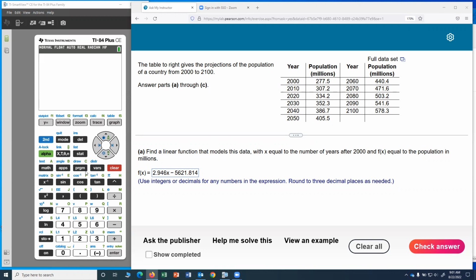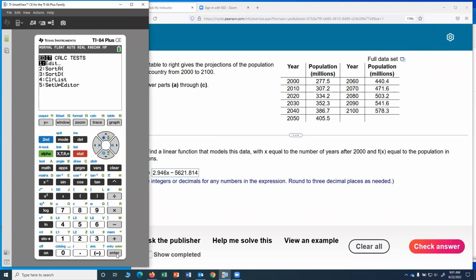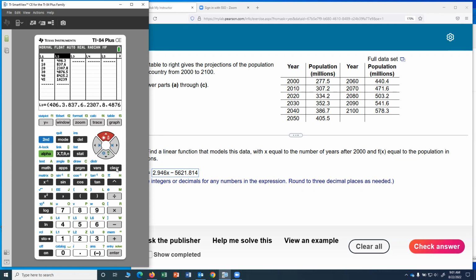So to do a linear function model on my calculator, I'm going to go to the stat key, and then I'm going to edit my list. So I'm going to hit enter. I have to clear out the data that I already have in there. And so I'm going to go up to highlight the L2 and do clear enter. Go over to list 1, do clear enter.